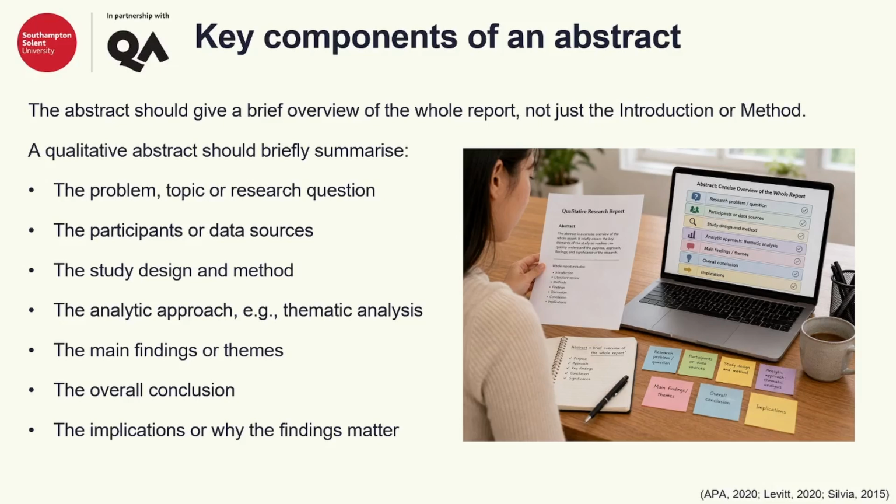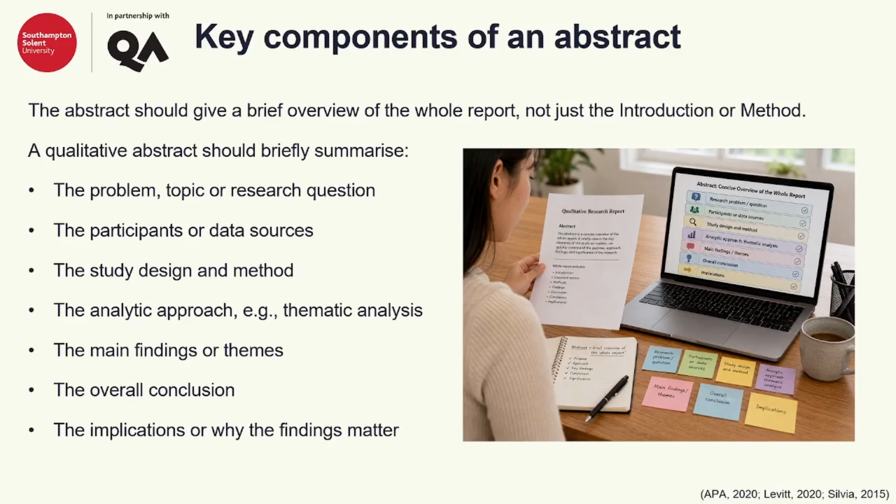Finally, explain the implications, or why the findings matter. This does not need to be a long list of recommendations. One concise statement may be enough. For example, the finding may highlight the importance of understanding mature students' academic experience within the wider context of employment, finance, and personal responsibilities. They may also suggest that universities should consider how academic support can accommodate students managing multiple roles.